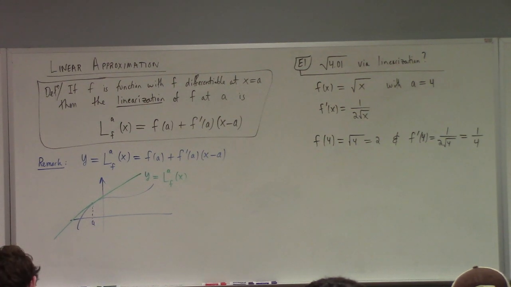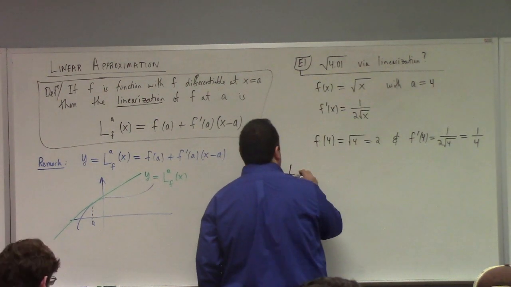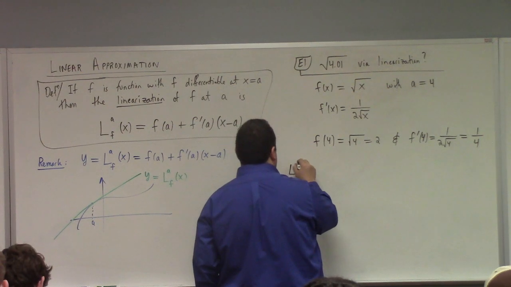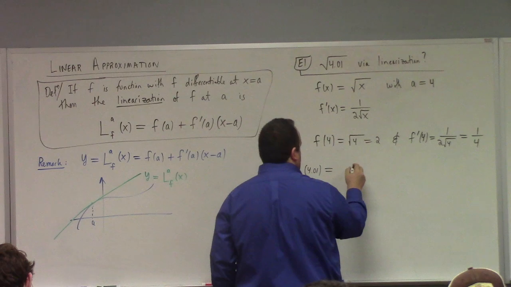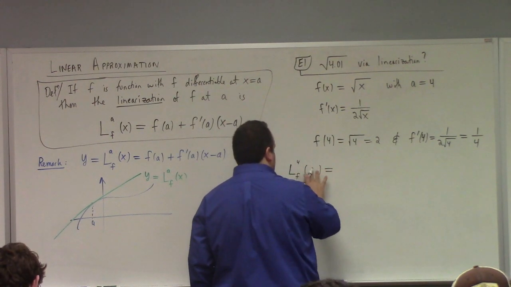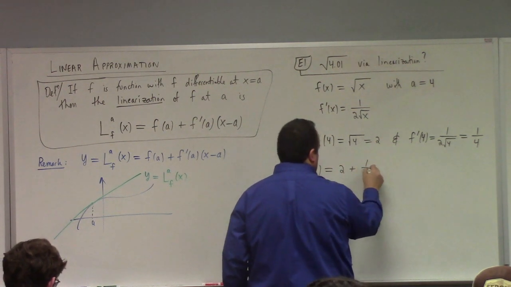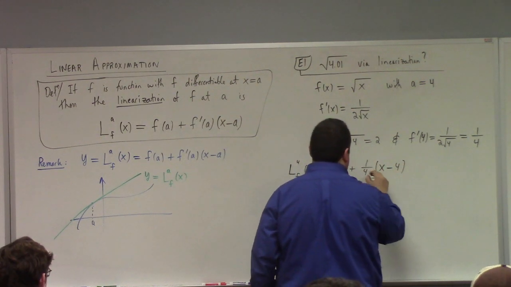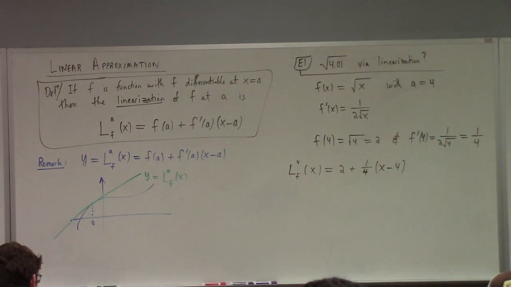I don't know. So what would be the linearization of f at 4 of 4.01? What would that be equal to? So we'd be looking at. My bad. Let me just write down the formula first. L of x is equal to 2 plus 1/4 times x minus 4, right? There you go. That's the formula. This is the formula for the linearization of the function.